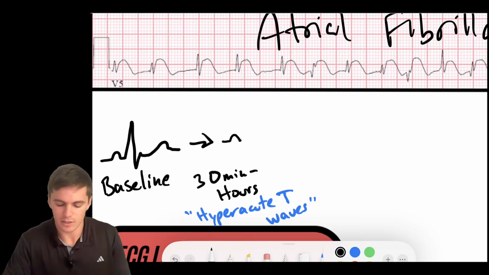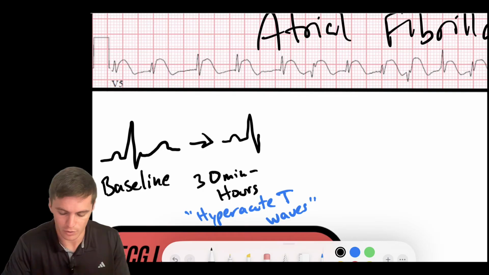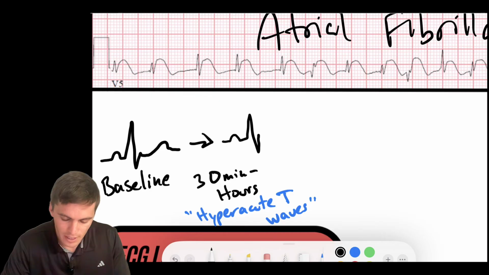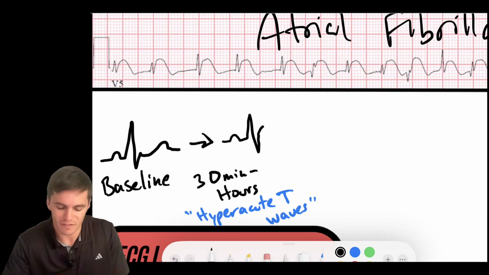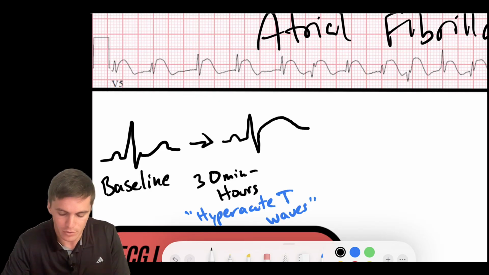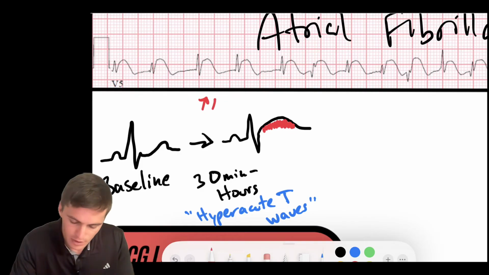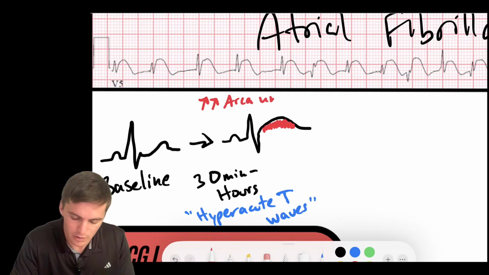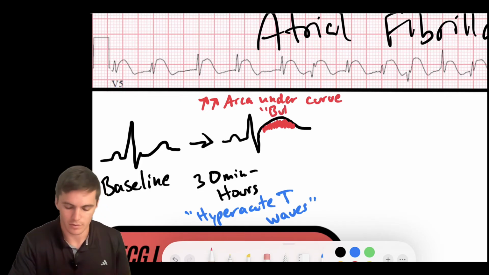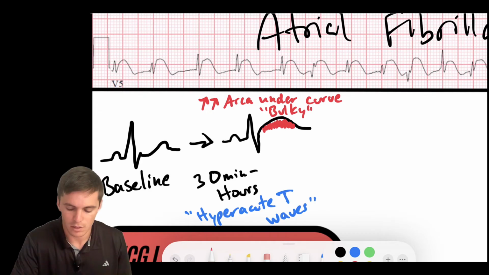Okay? So what that's going to look like is you're going to have your P wave, your QRS, and then your ST segment is not going to be flat. It's going to become kind of hyperacute. Hyperacute, essentially, the area under the curve of the T wave is increased. You have an increased area under the curve. It's going to be bulky, right?